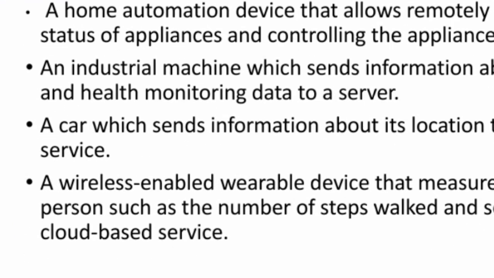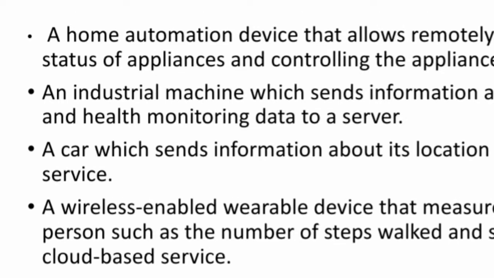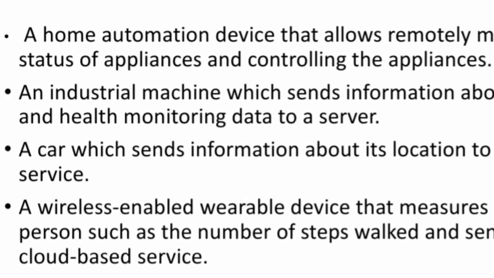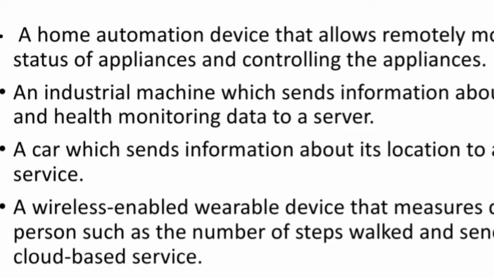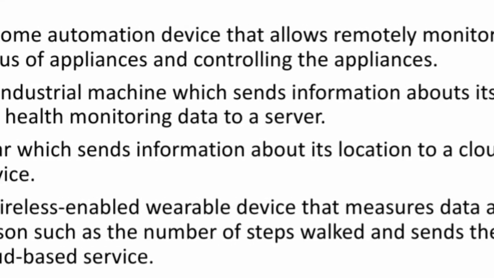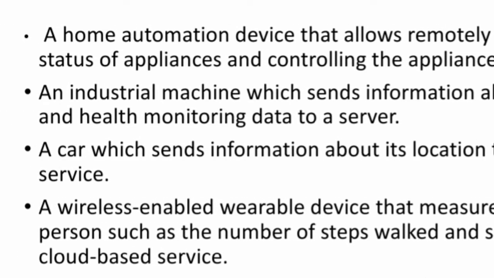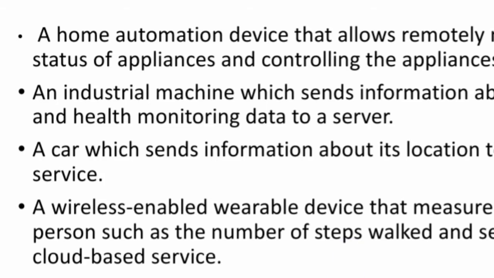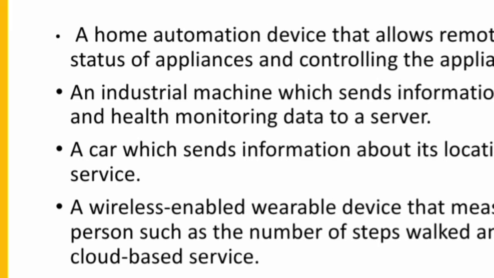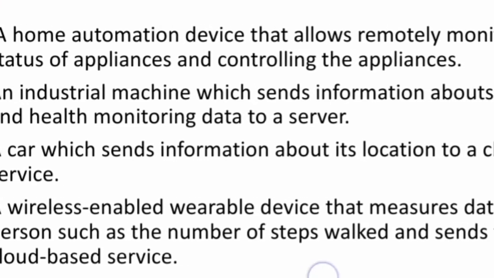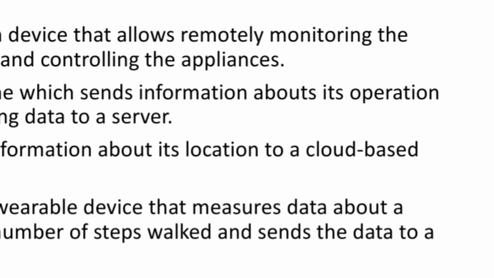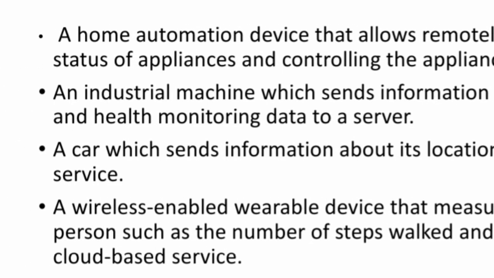IoT device examples. A home automation device allows remotely monitoring the status of appliances and controlling them. An industrial machine sends information about its operation and health monitoring data to a server. A car, an automobile, sends information about its location to a cloud-based service. A wireless-enabled wearable device measures data about a person, such as the number of steps walked, and sends the data to a cloud-based service.